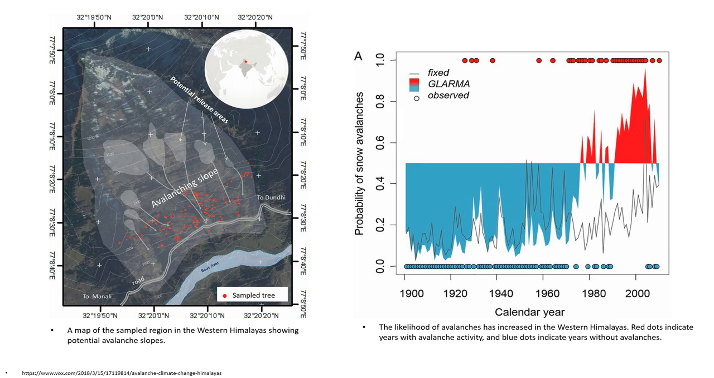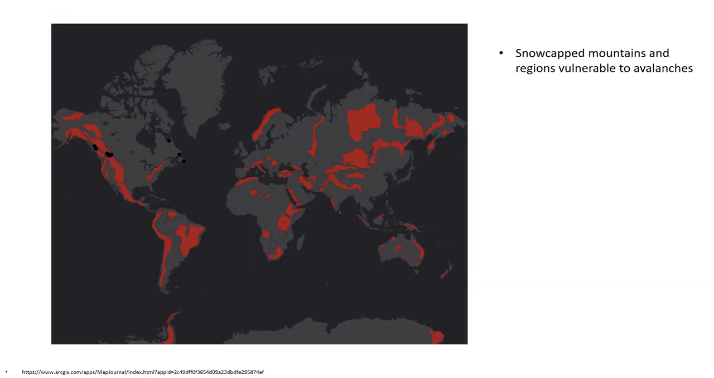The map on the left side shows a region in the western part of the Himalayas and potential avalanche slopes. The graphical representation on the right-hand side shows that avalanches were almost down to zero during the years 1900 to the 1970s, with a sudden upsurge in occurrence after the 1980s, becoming more frequent after the year 2000. In this world map are shown the snow-capped mountains and the regions vulnerable to avalanches.